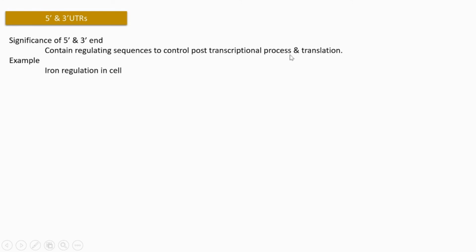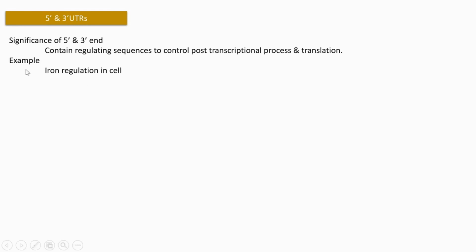So regulation at this level is mainly based on some conserved regulating sequences present in the 5' or 3' UTR. UTR means untranslated region. This region will not get translated, so it is called the untranslated region, UTR. So we are going to see an example of the role of these regulating sequences in the 5' and 3' ends. In that way, we can understand how a protein makes an interaction with RNA for its expression.